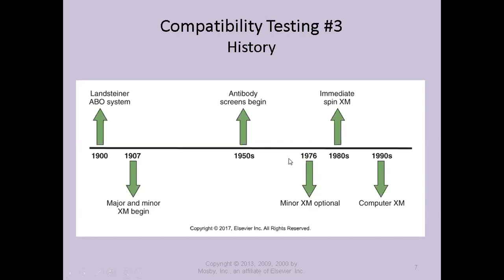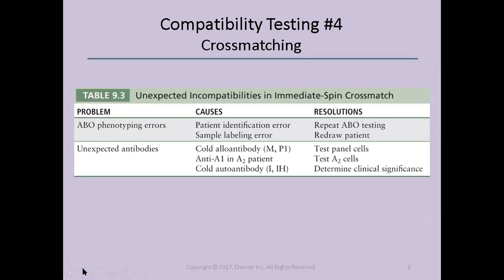And so I guarantee you, when you go to your clinical rotation, you won't see anybody doing a minor cross-match anymore. They're really not done. So in the 80s, immediate spin cross-matching was instituted. And then in the 90s, with the age of technology, computer cross-matching was begun. And so we'll talk about when it would be appropriate to do each type of cross-match in a moment.